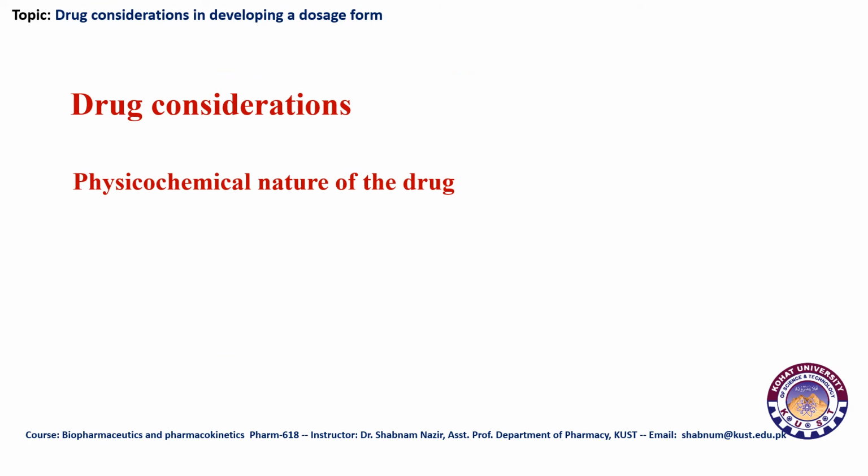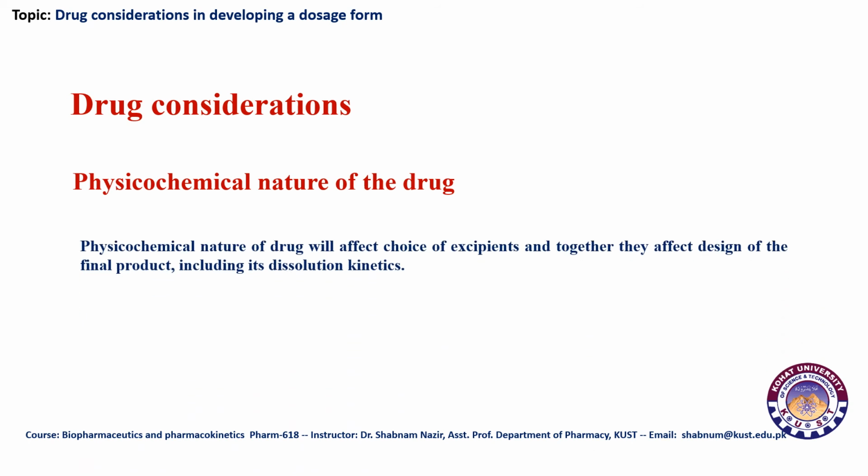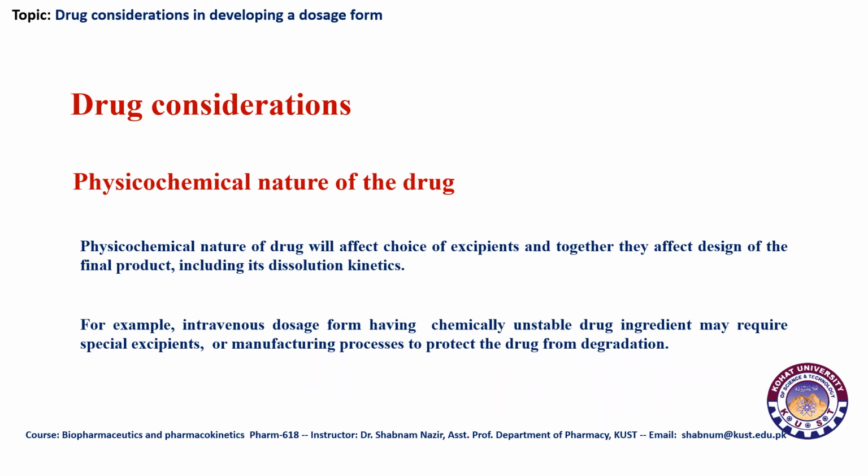Drug considerations, as I already mentioned: the physicochemical nature of the drug is our main concern. The physicochemical nature of the drug will affect the choice of excipients, and together they affect the design of the final product, including its dissolution kinetics. We already discussed it. For example, an intravenous dosage form having a chemically unstable drug ingredient may require special excipients, coatings, or manufacturing processes to protect the drug from degradation.